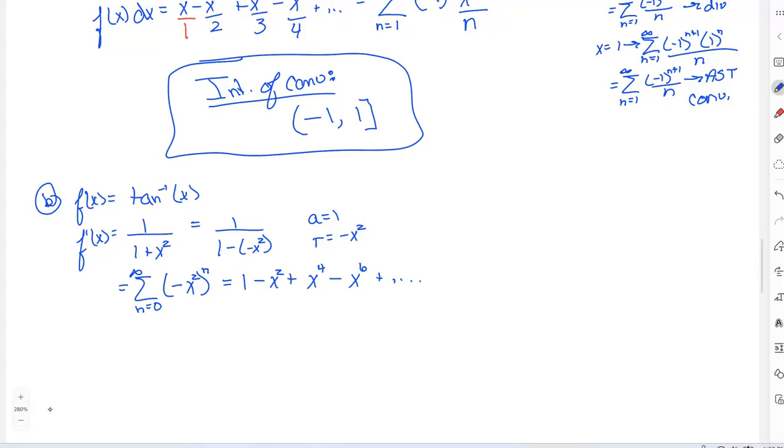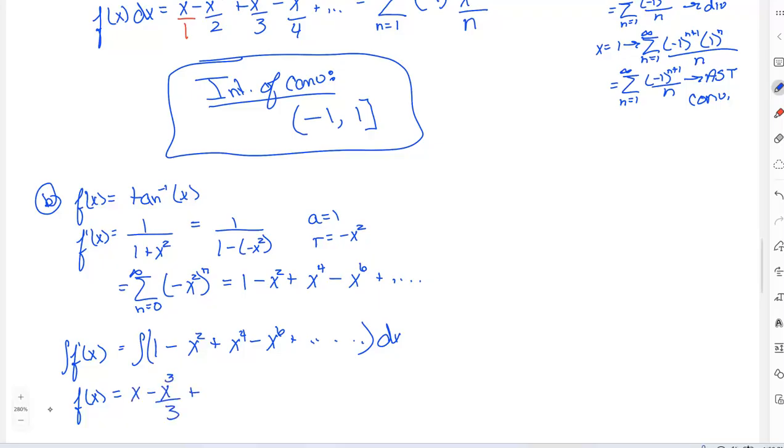We want to know f of x. So to get f of x, we're going to have to integrate. So we're going to integrate 1 minus x squared plus x to the fourth minus x to the sixth, and so on, with respect to x. When I integrate the derivative, I get the original function. This is going to be equal to that inverse tangent. So we're going to have x minus x cubed over 3 plus x to the fifth over 5 minus, just kidding, x to the seventh over 7, and so on.